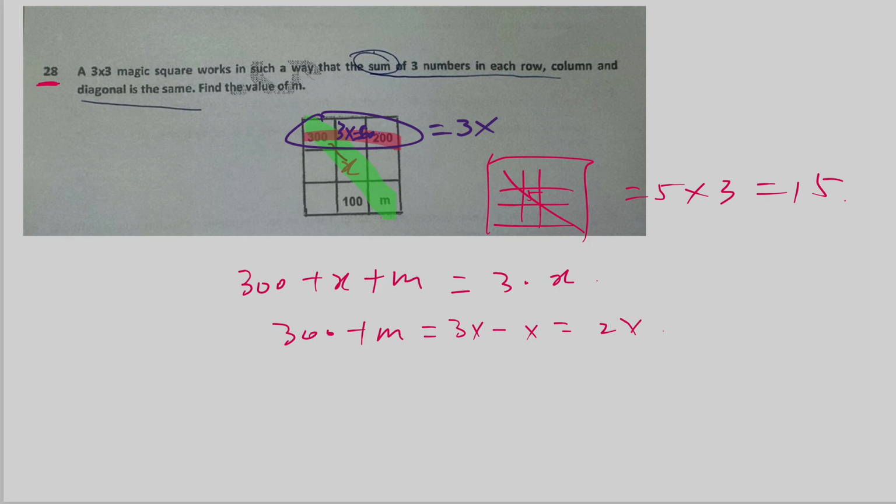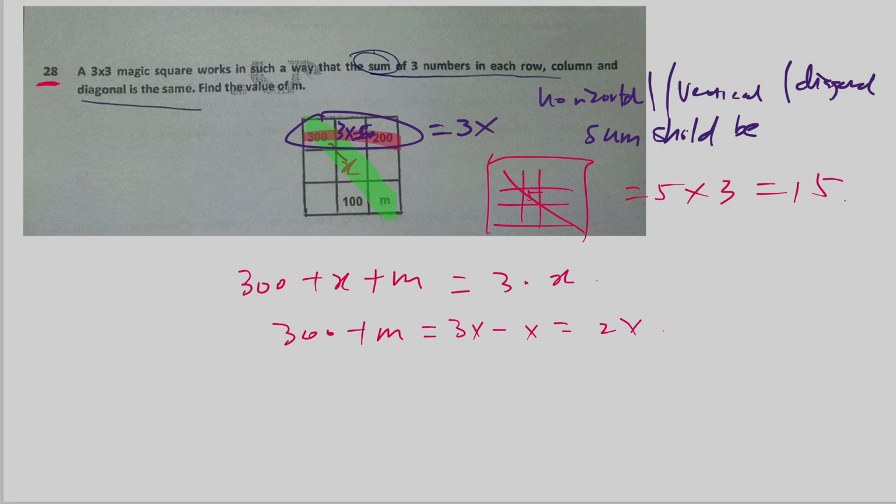Because like I said, the horizontal, vertical, or diagonal sum should be 3 times x. Just now it was 3 times 5. Right now I assign the middle number to be x, so it has to be 3x. So the middle number right here should be 3x minus 500, because 300 plus 200 is 500. So I think you can get the answer pretty fast.